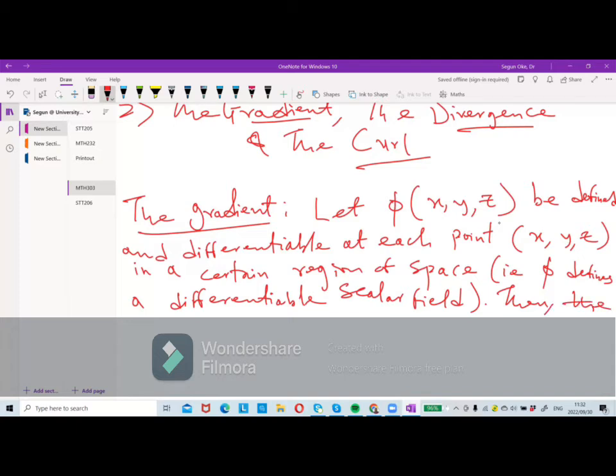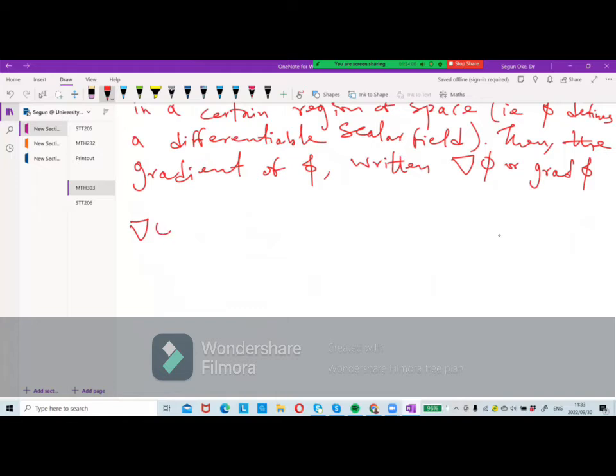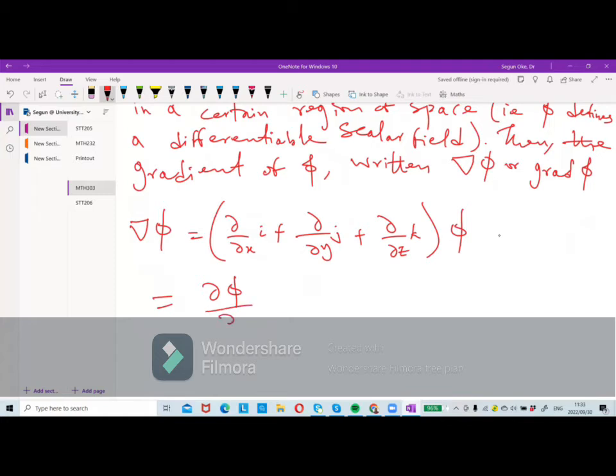Then the gradient of phi is written in this form, or grad phi, which is defined as d dx i plus d dy j plus d dz k, everything multiplied by phi, which is the same thing as d phi dx i plus d phi dy j plus d phi dz k.